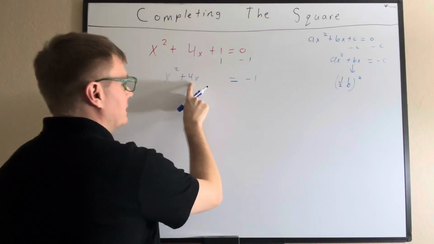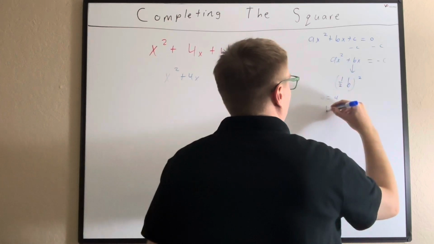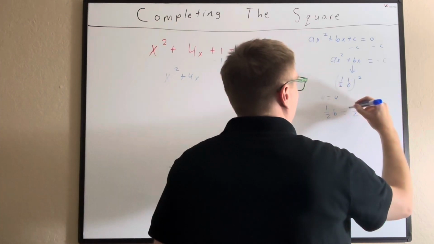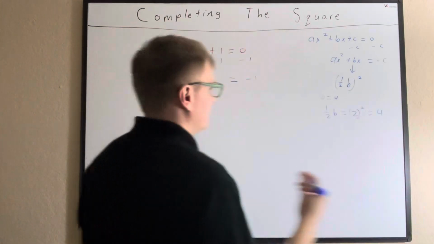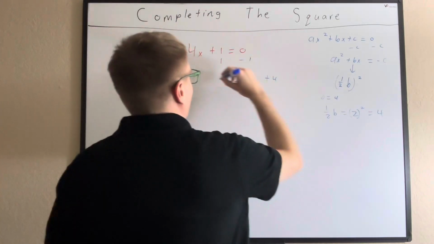So what's our b in this case? 4? So b equals 4. Then 1/2 b is 2. And then 1/2 b squared is 4 again. What do we do with that? We add it to both sides.